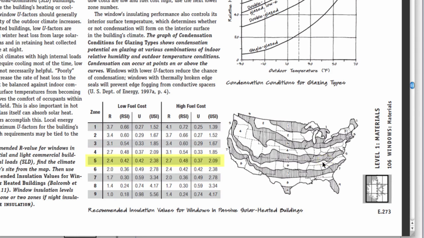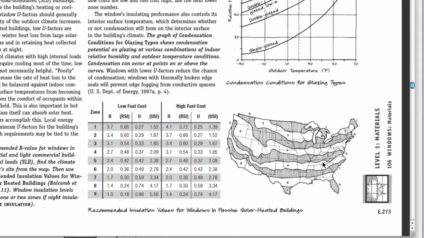Knoxville is a median priced area for fuel cost. Assuming that fuel costs will escalate significantly during the life of the building, I'll use the high fuel cost side of the table. Now, these recommendations are perhaps a little bit older, so if you're going to round one way or the other, round down on your U factor or up on your R value. For Knoxville, we find a recommended maximum U factor of 0.37.